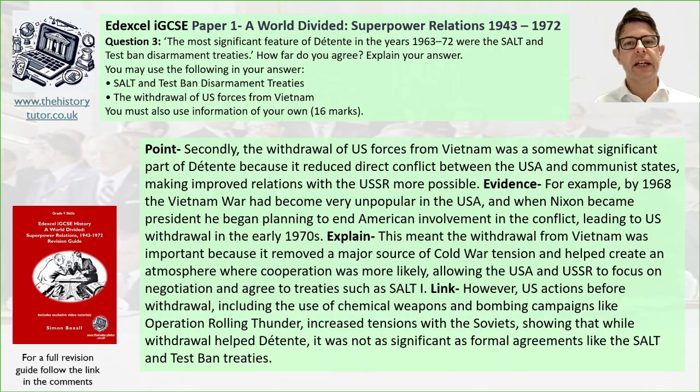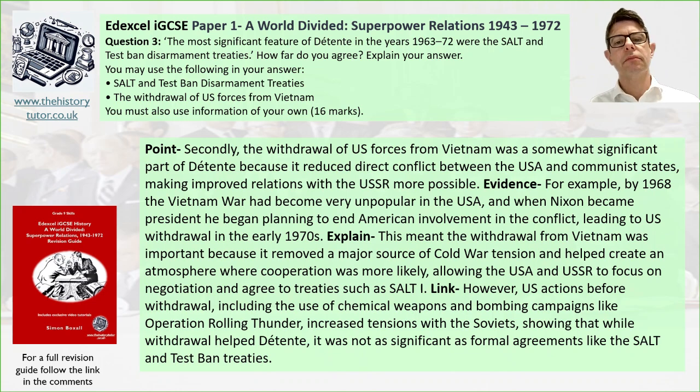And now I've got the event, I need to explain the impact on Detente. This meant the withdrawal from Vietnam was important because it removed a major source of Cold War tension and helped create an atmosphere where cooperation was more likely, allowing the USA and USSR to focus on negotiation and agree treaties such as SALT I.